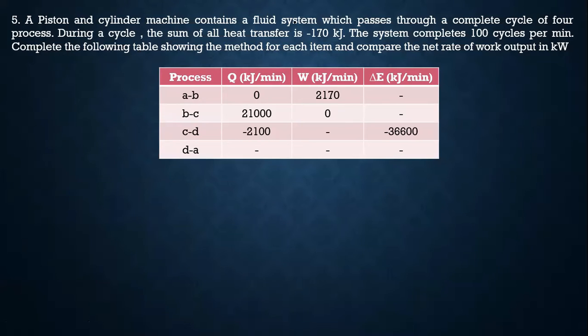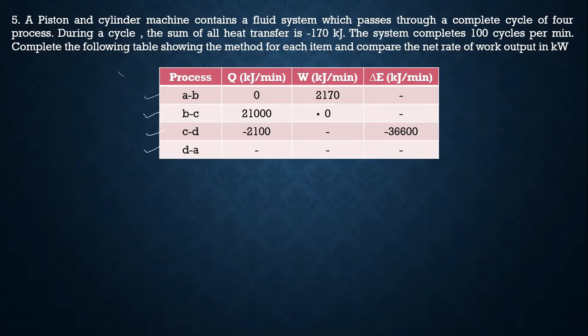A piston and cylinder machine contains a fluid system which passes through a complete cycle of four processes. Those four processes are A and B, B and C, C and D, and D and A. We don't know exactly what processes they are, but looking at the values, I can tell that when Q is equal to 0, this A to B must be an adiabatic process.